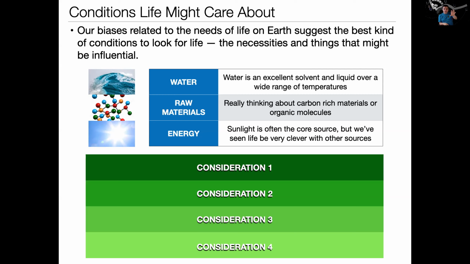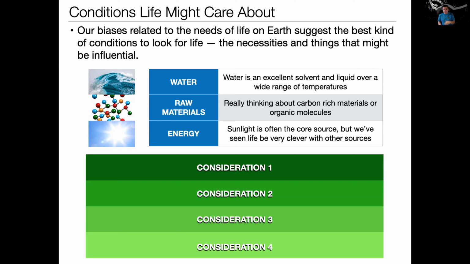Okay, so those are the three basic criteria. So anytime we look at a planet or a moon or just some location we find in the solar system, and we want to say, is it likely we might find life here, we're going to look for these three items. Is there likely water? Is there likely raw materials? Is there a good source of energy? And if we find all three of those things, then we'll be like, okay, maybe this is a good place to look for life.